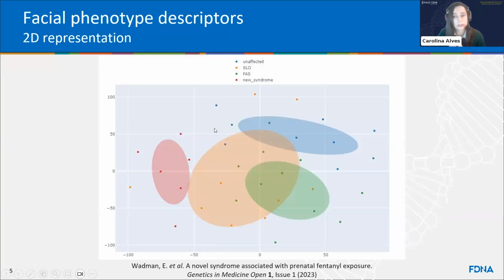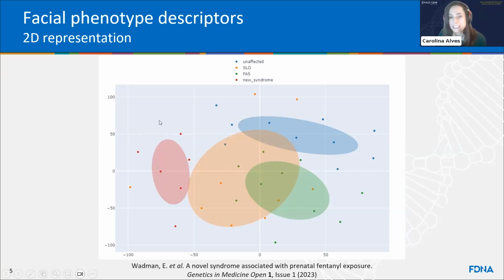So we took the photos from the selected patients that Erin just presented, and we also took age, gender, and ethnicity matched photos of our target comparison groups. These are the unaffected controls, represented in blue, Smith-Lemli-Opitz in orange, and fetal alcohol syndrome in green. These two are potential confounder syndromes, as Erin previously covered. We then converted each photo from these groups into their facial phenotype descriptor, basically the data points that we are seeing here in this plot.